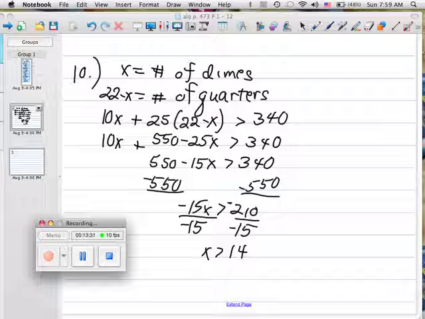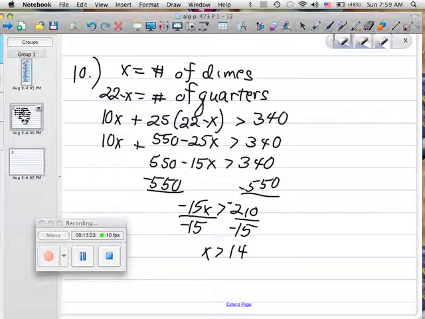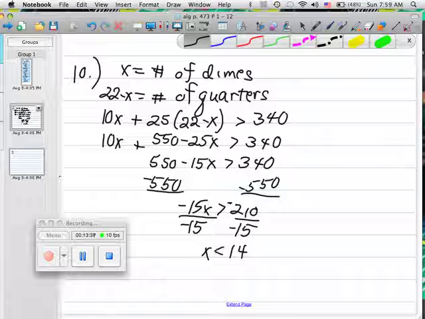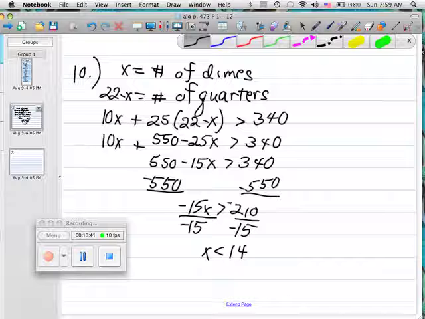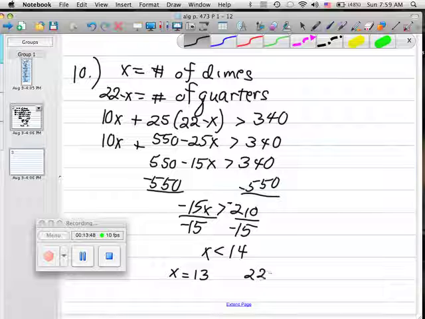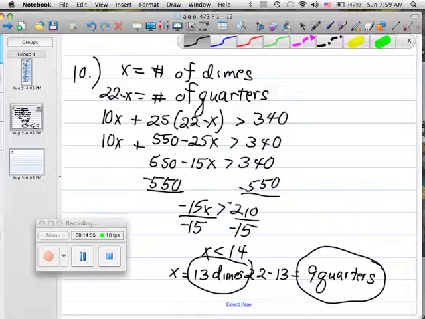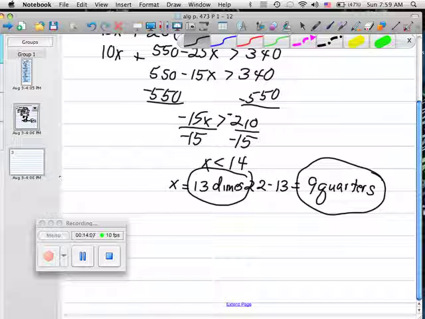Okay, I forgot to turn the inequality around, so this should be less than 14, since I'm dividing by negative 15. So the number of dimes is less than 14, and that would make the number of dimes equal to 13. And then 22 minus 13 would be 9 quarters. So 13 dimes, 9 quarters. Since they asked for the most dimes.